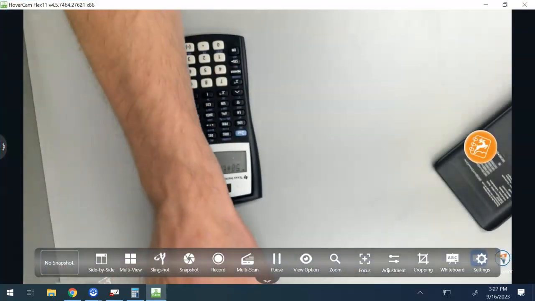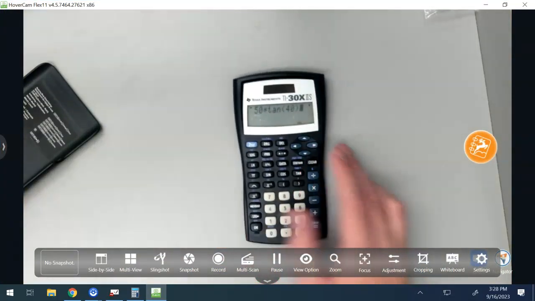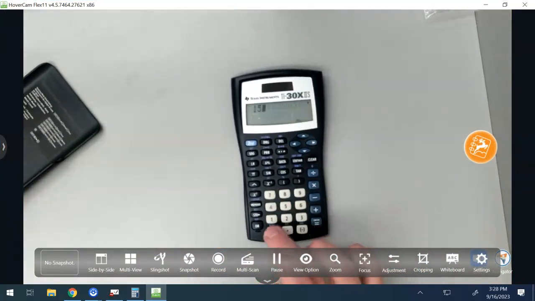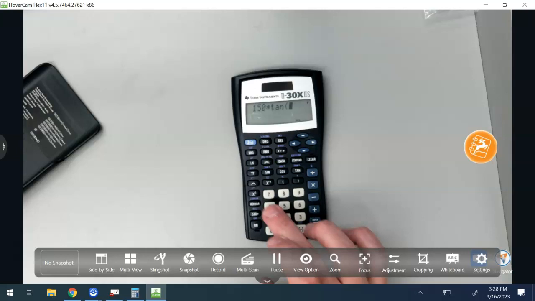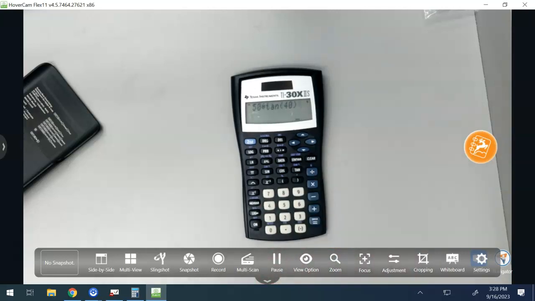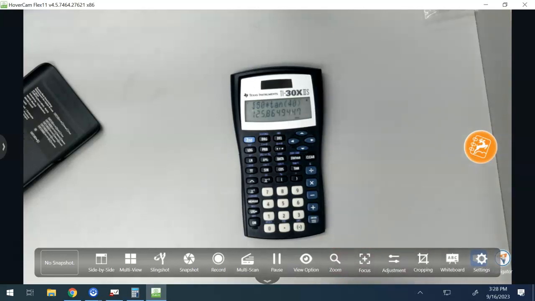Okay, sorry, it's upside down. Let me fix that. Okay. So let me type it in again for you. So 150 times tangent of 40. All right. So that's how you should be able to type it into your calculator. Hit enter, and we get the same answer there, right?